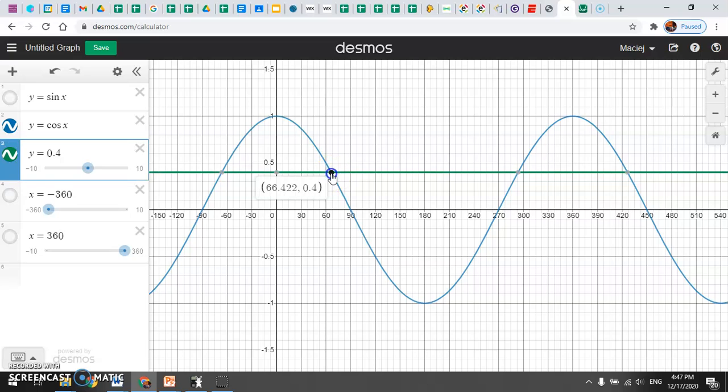We have these intersections right here. Here's one, here's another, here's another, here's another. And as the curve goes in both directions, we'll have many more points. So that curve is equal to 0.4 at many places. Let's take a look at what that looks like when we solve it.